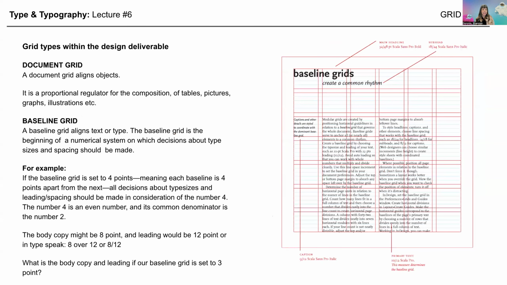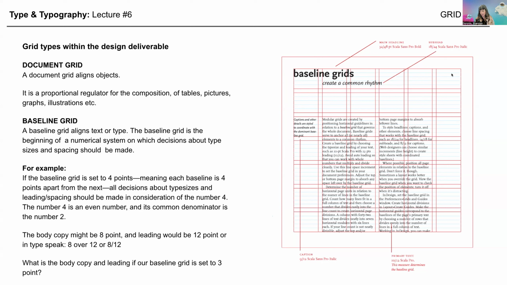So, grid types within the design deliverable. We talked about this a little bit at the beginning, but here's a little bit more of a nuanced description. A document grid aligns objects. So what we see here, this red grid, that is our document grid. It's a proportional regulator for composition of tables and pictures and graphs, illustrations, color blocks, while a baseline grid aligns text type. So the baseline grid is the beginning of a numerical system on which decisions about type, sizes, and spacing should be made. What do we mean here?